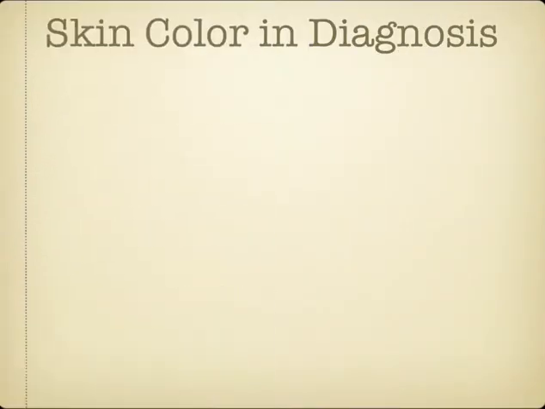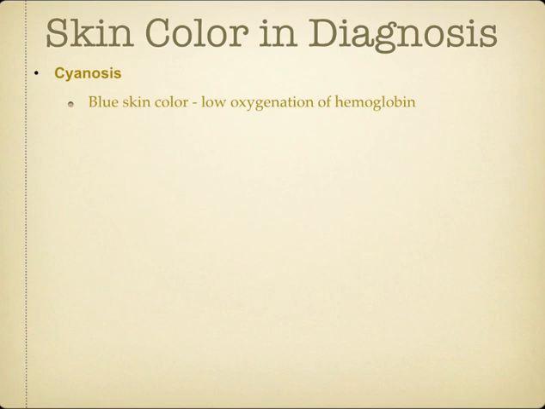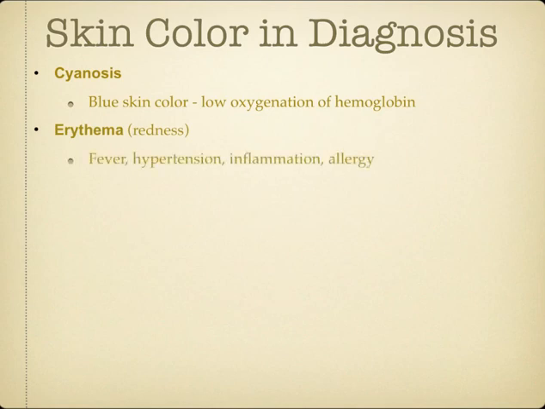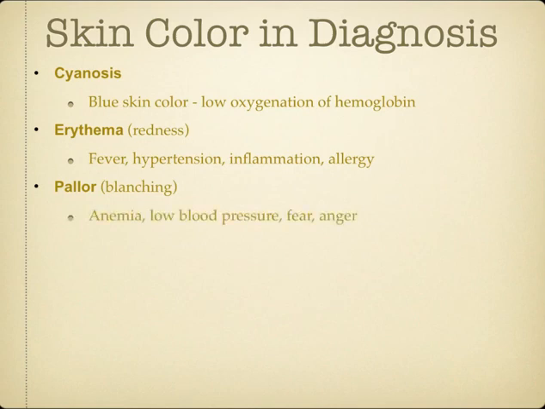Now, skin color can also be useful in diagnosing some diseases. We'll talk about a few interesting skin color variants along the way and some of the diseases that might be relevant here. Cyanosis is the first we'll look at. It's kind of a bluish skin color and indicates a low level of oxygen present in the blood. Erythema is redness, and it can indicate fever or hypertension or inflammation or even allergies. Paleness or pallor, sometimes referred to as blanching, can indicate anemia or low blood pressure or fear or anger.